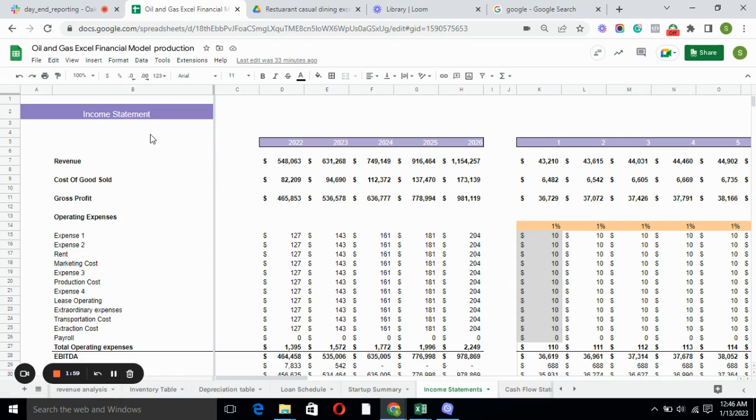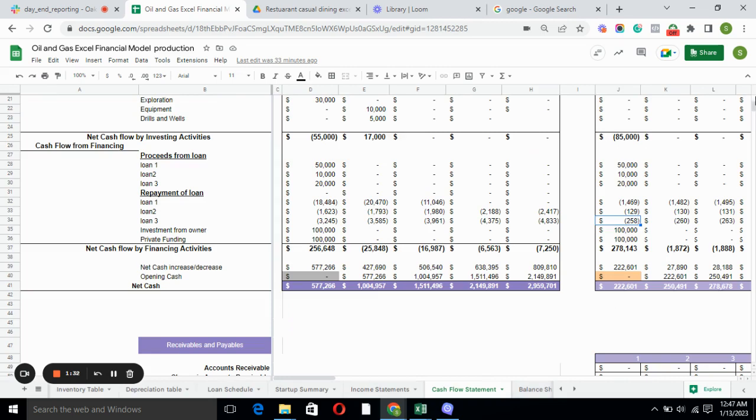The income statement has two versions, monthly and yearly. On the monthly basis, we calculate revenue, cost of goods sold, gross profit, operating expenses, EBITDA, and net income before and after taxes. And in the yearly P&L, we calculate revenue, cost of goods sold, gross profit, operating expenses, EBITDA, and net income before and after taxes on the yearly basis.